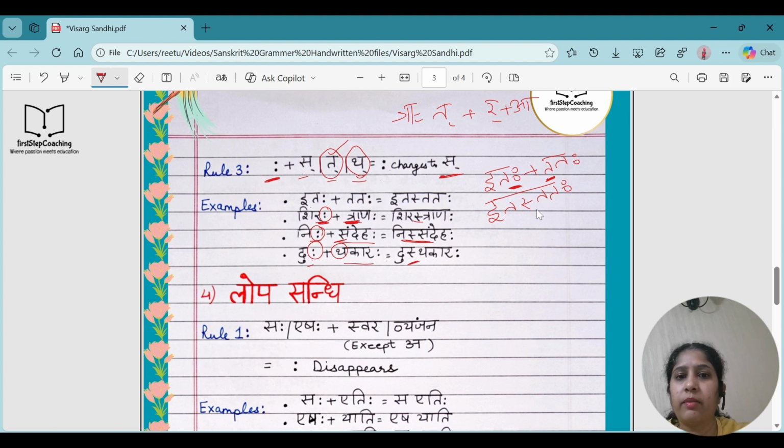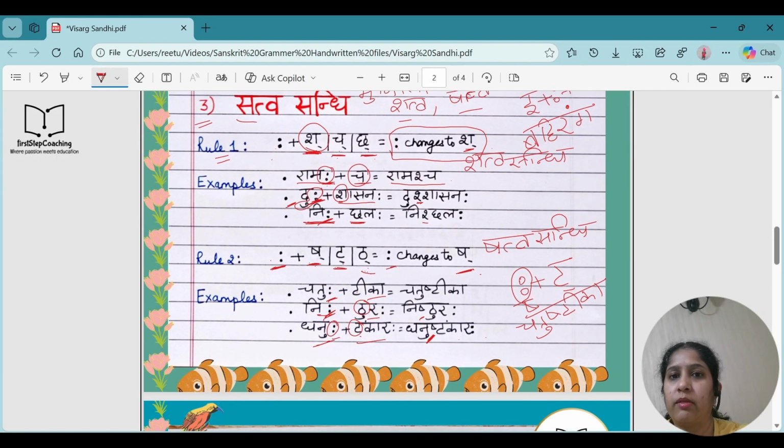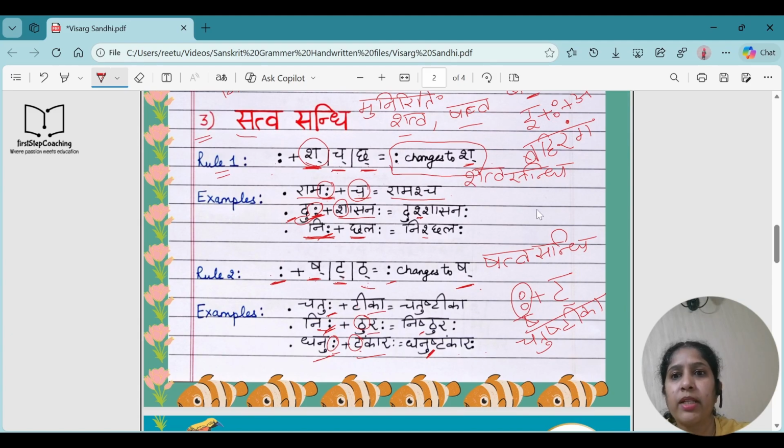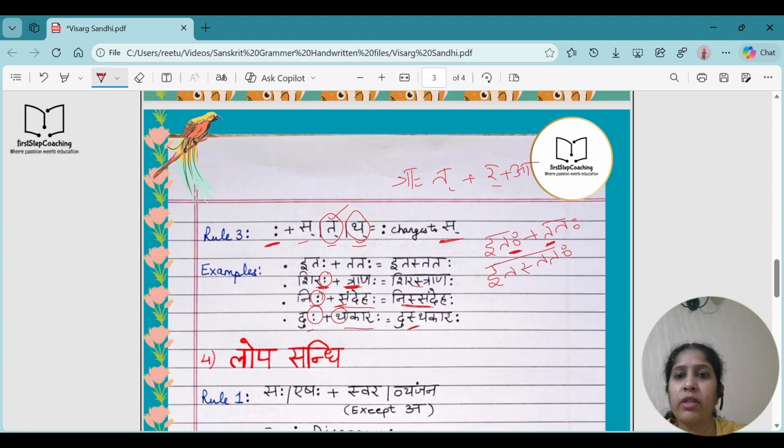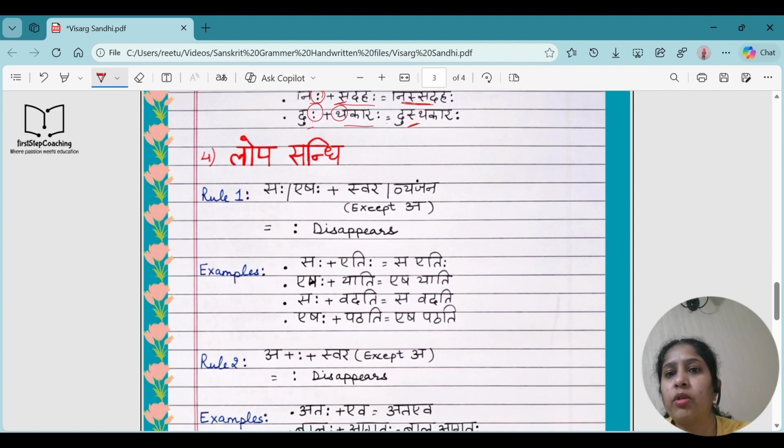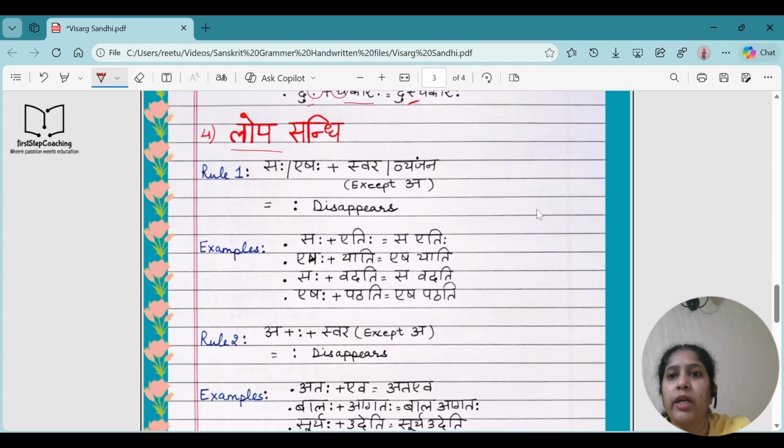I hope you understood the Shatva Sandhi of the Visarg Sandhi. This was super easy, so we can just recall it once again. Rule 1 says that if with Visarg you have Sh or Ch, the Visarg will change to Sh. If after Visarg you have Sh, Ta, Tha, then it will change to Sh Shatkon. And if after Visarg you have a Sa, Ta and Tha, then the Visarg will change to Sa. Understood? Let's go for the fourth type of Visarg Sandhi, which is Lop Sandhi. Lop means getting disappeared.